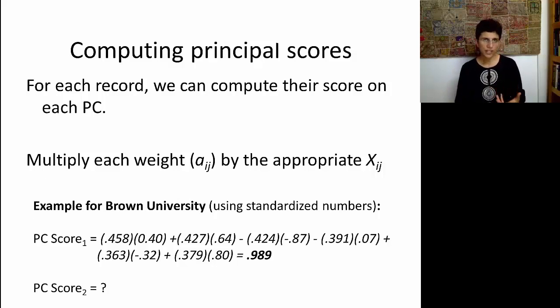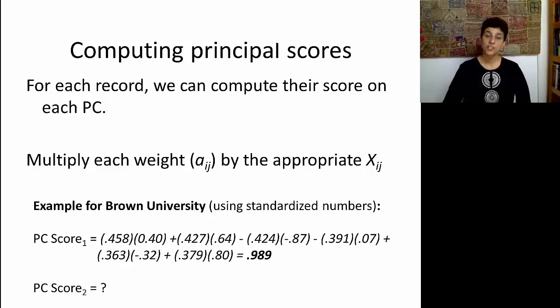Now, to do dimension reduction, we have to think, what does it mean to keep 2 PCs? What are these 2 new columns that we have? These 2 new columns are going to be principal scores. To compute a score, we're again simply taking a weighted average of the original measurements. For example, if we take Brown University, and I'm going to use the normalized numbers that we obtained earlier on, I'm going to take each one of the weights that we had in the PC1 column and multiply it with each of the measurements for Brown University. The first 2 numbers are multiplying the weight for SAT with the normalized SAT. And we do this for all of our 6 measurements to get a PC score of 0.989. This is the PC1 score for Brown University.